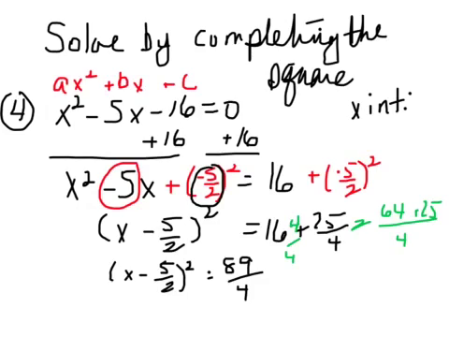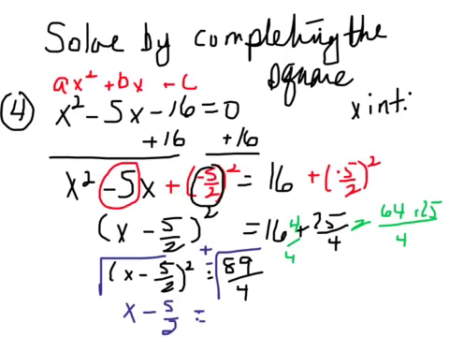If I have something squared with an x in it equal to a number, I can solve by square rooting both sides. And remember, when I square root, there's a positive root and a negative root. You always have to do that or you're going to miss half the problem, because there are 2 answers to this and not 1. So the square root of something squared is just what's inside, and that's plus or minus the square root of 89 over 4.